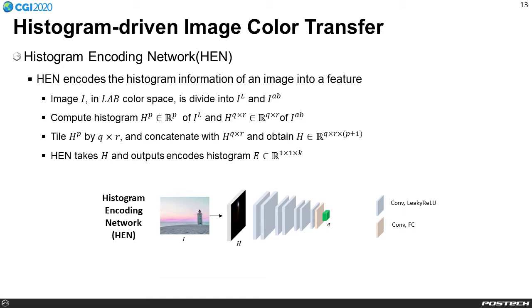HEN encodes the histogram information of input and target images. To compute histogram H, we first divide image I, which is in LAB space, into L and AB, and we compute histograms of each of them with predefined bins, where the histogram of L is in one-dimensional space and the histogram of AB is in two-dimensional space. Then the histogram of L is tiled and concatenated to the histogram of AB, and we refer to the concatenated histogram as H. Finally, HEN is fed with H and produces histogram encoded feature E, which is tiled accordingly and passed to the color transfer network.